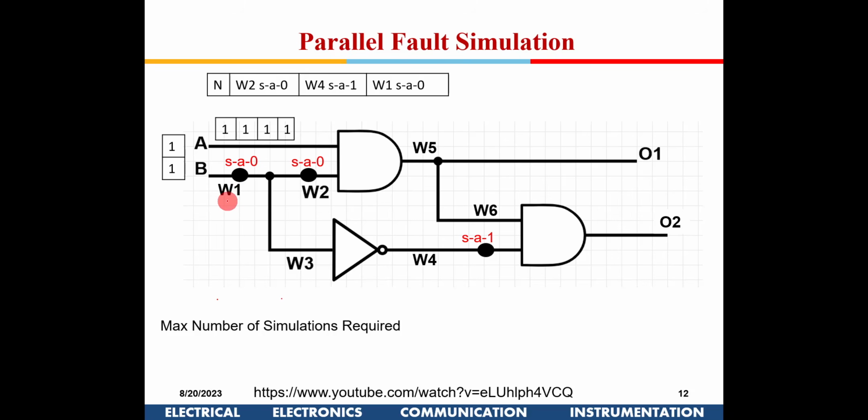Should be 1 1 1 0, because it is stuck at 0. See, the last one is at this position, right? So it will be 1 1 1 0. What about this one? This net will be 1 0 1 0, because this stuck at 0 is at this particular position, right? So I write 1 1 1 0 for this, right?